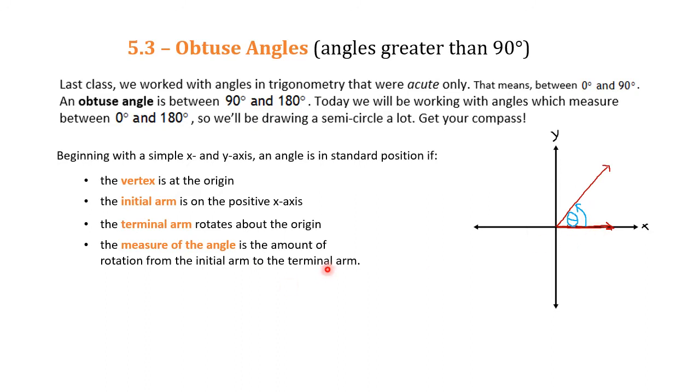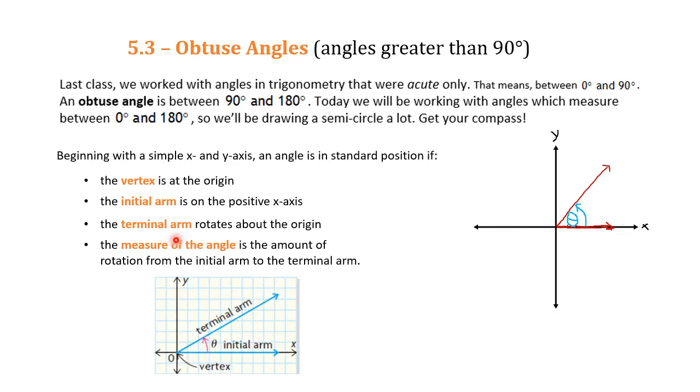So that's your basic terminology here, the first parts of what we're going to continue with. And here's just a picture from your textbook showing the same thing, although drawn much better, with the initial arm, the terminal arm, the vertex, and theta being right there, being the angle.